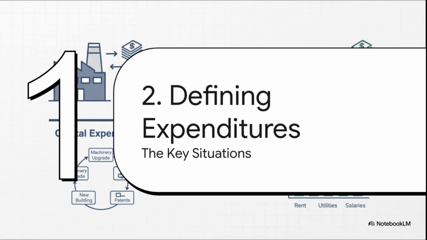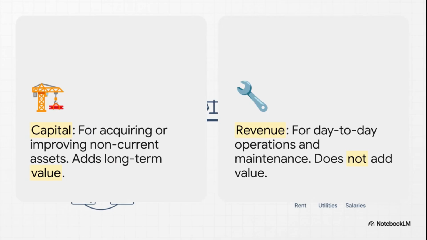Okay, so beyond just the timing, we can get way more specific. Accountants have a really clear set of rules that outline 4 key situations for each type of spending. Let's break those down right now. On the left, with capital, you've got to think big, long-term investments. This is money you spend to buy a major asset, something the business will use for more than a year, like a building or a machine.